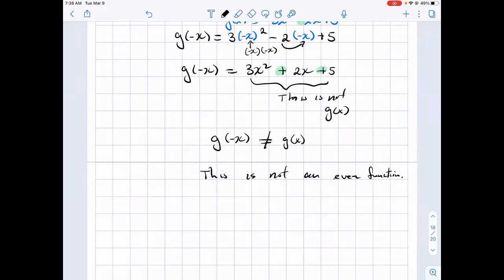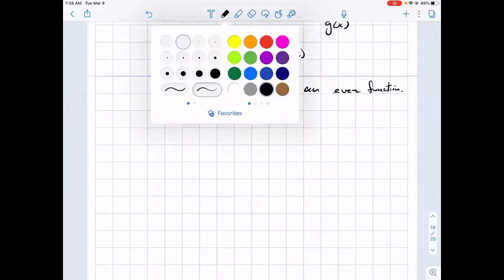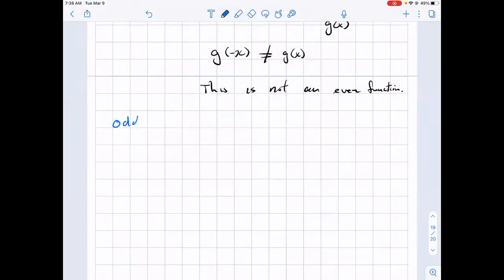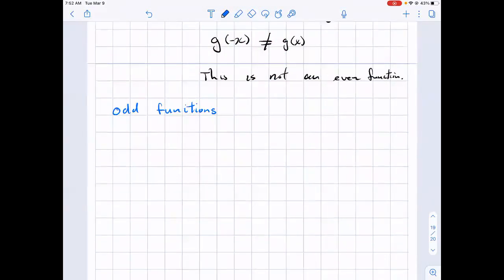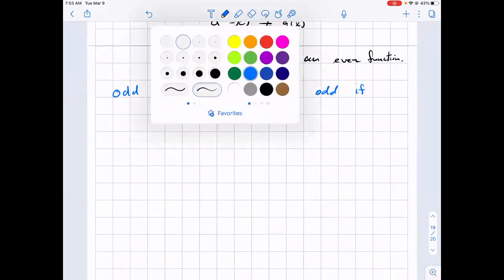Now for odd functions, f of x is odd if f of minus x is equal to the negative of the function you have. So that's what we have to look for. Now, let's look at examples.